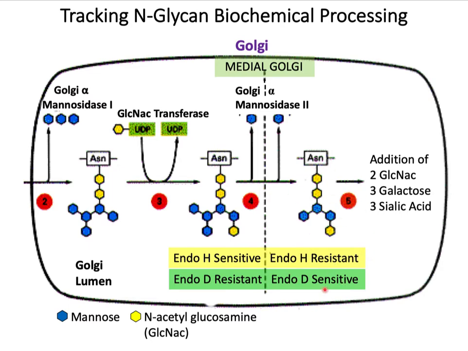The opposite is true for endoglycosidase D, or endo-D. These proteins are resistant to the action of endoglycosidase D until they cross this step into the medial Golgi, and then the glycans attached to them become sensitive to endo-D. The exact moment this happens is when the second mannose residue is removed. That is when you gain or lose the sensitivity to these particular enzymes.